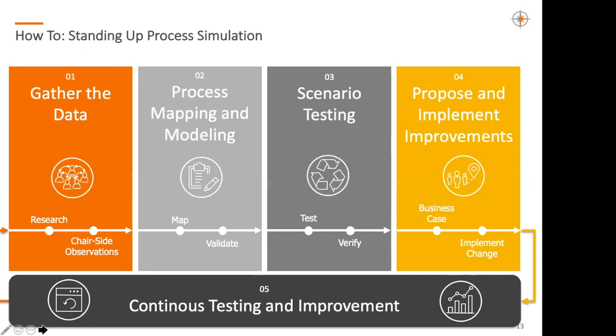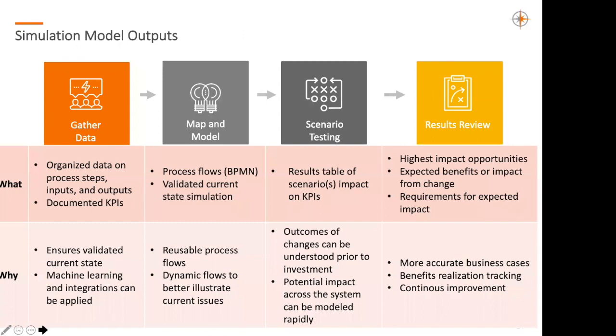The outputs at each step: when you're gathering the data, you have organized data on each of your individual process steps, the inputs, outputs, throughputs, all the things like that. You're also documenting your KPIs. Regardless of if you're using simulation or not, these are great things to have for business process management and improvement purposes, regardless of how you intend to apply them. This ensures you're validating the current state.